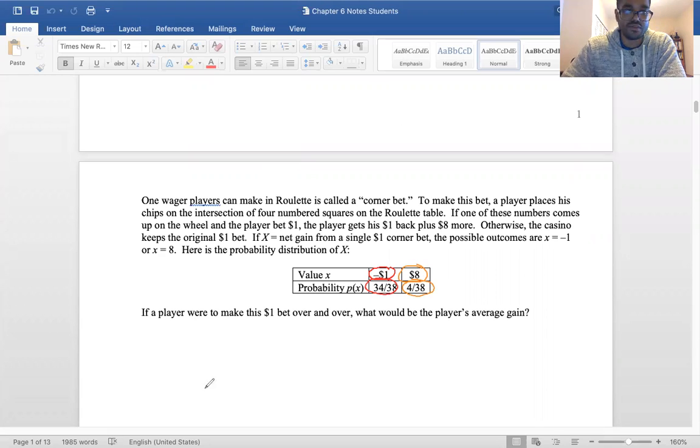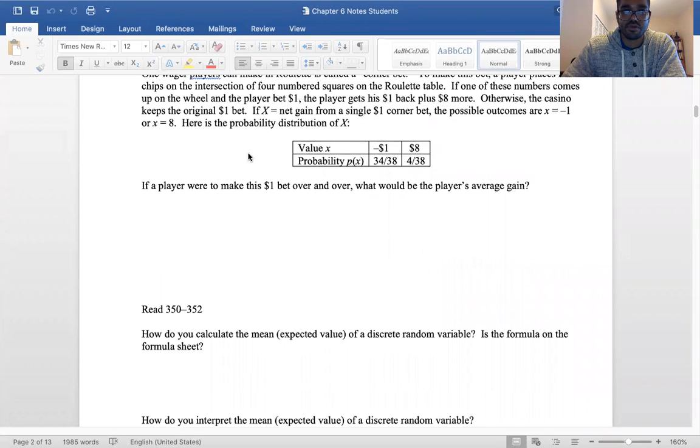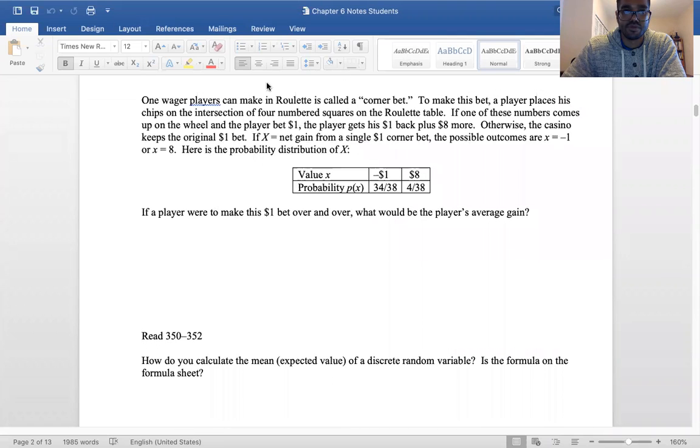Okay. And so the way this works out is if I write this out here, and so let's read this problem real quick. So to make this bet, a player places chips on the intersection of 4 number squares in the roulette table. If one of these numbers comes up on the wheel and the player bet 1, the player gets his $1 back plus 8 more. Otherwise, the casino keeps the $1 bet.